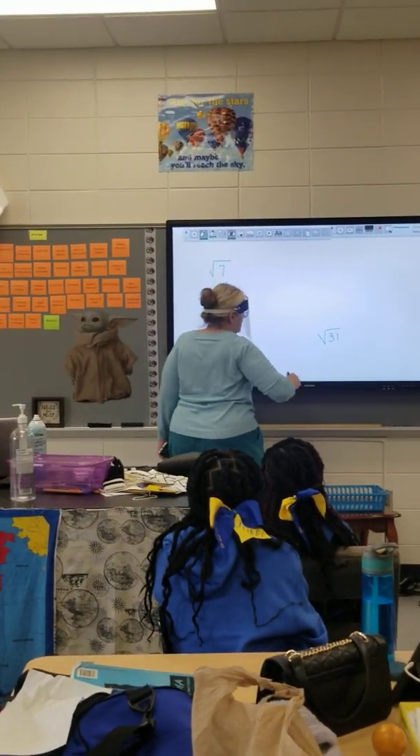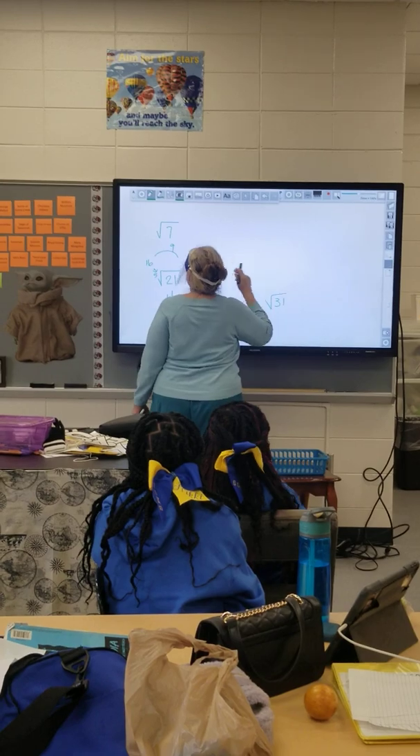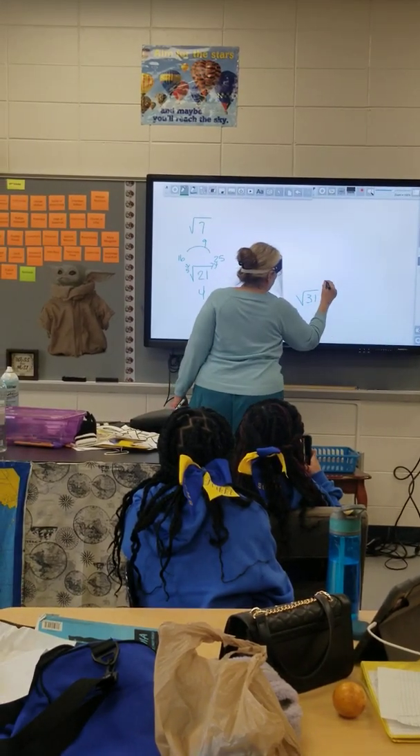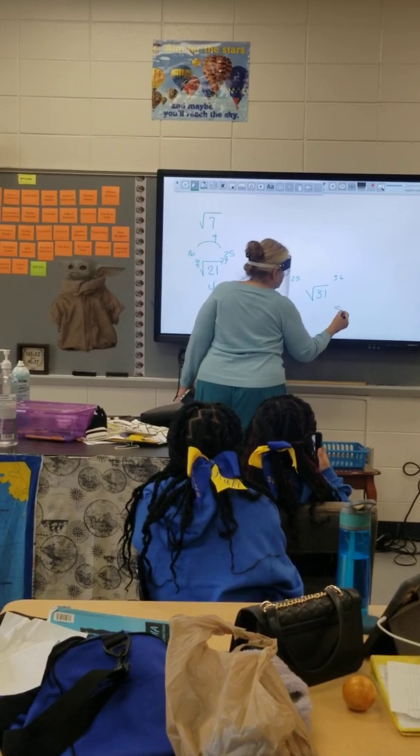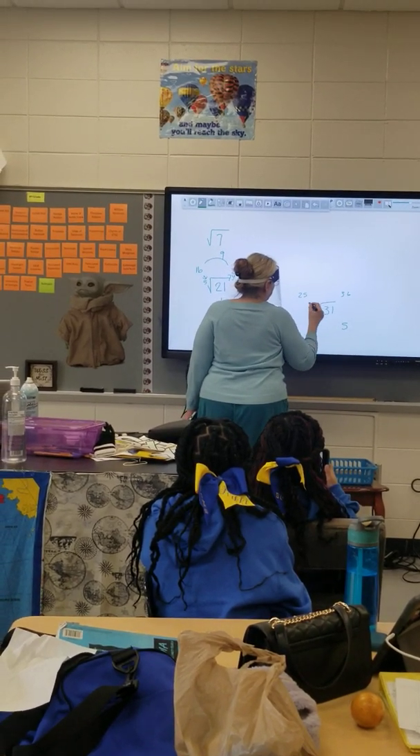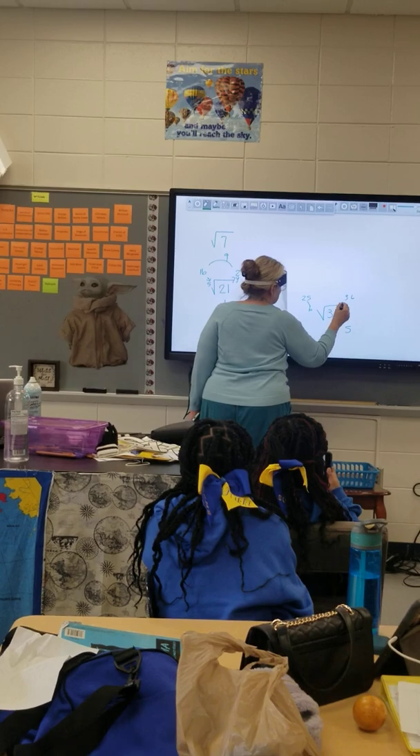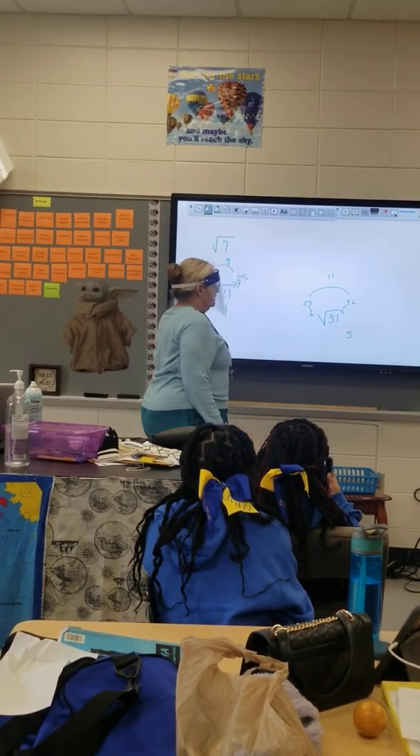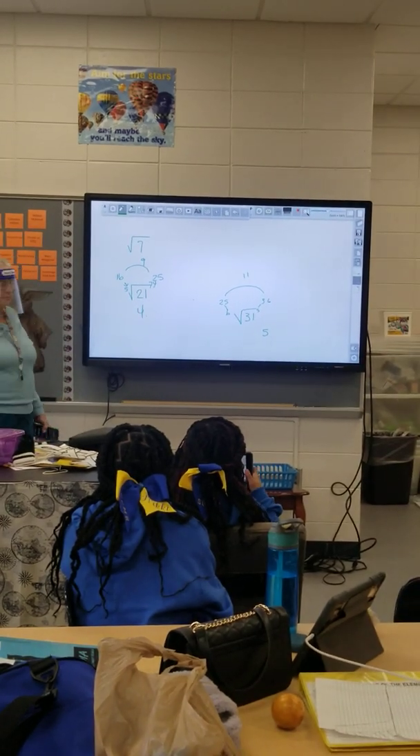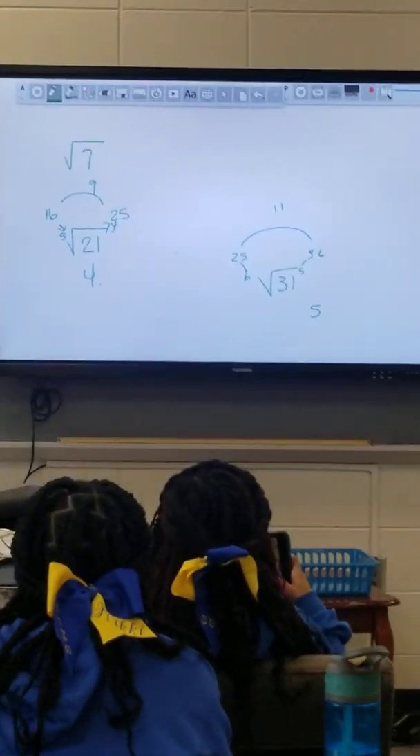Okay, square root of 31. 36, whoops. 36 and 25, right? Yes. So we know it has to be 5 point something or other, right? Mm-hmm. Hold on. Distance, what'd you put? You put the square roots of those numbers right here? Mm-hmm. And the distance between that is 11.